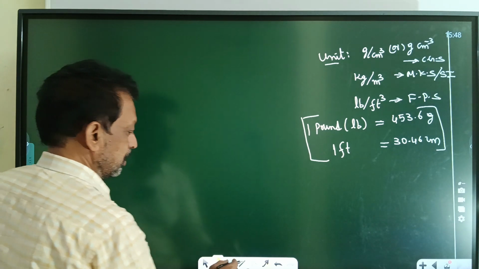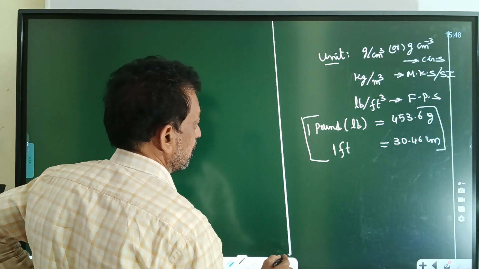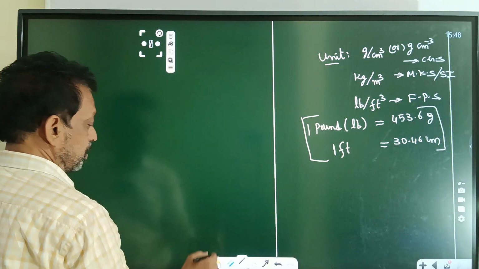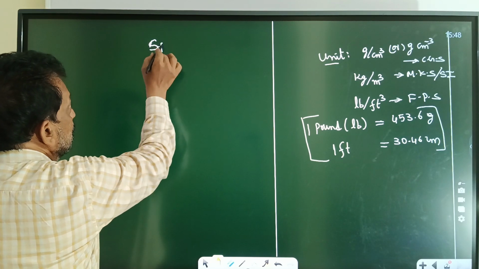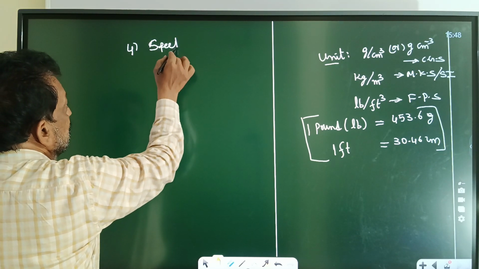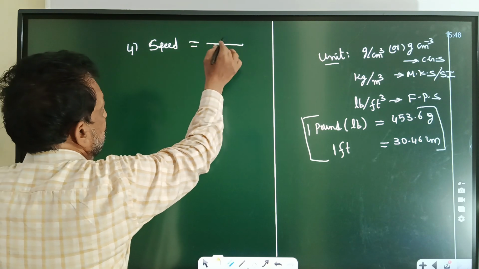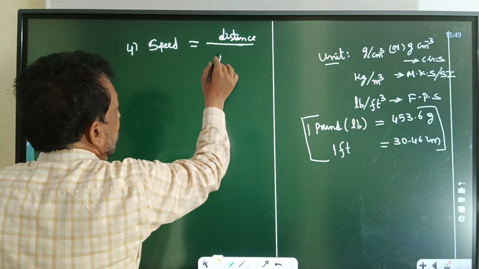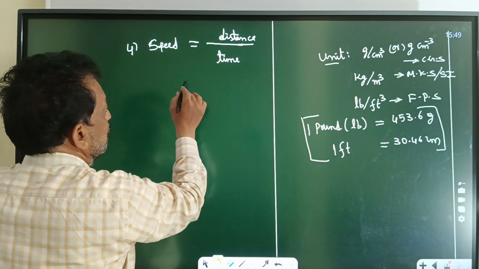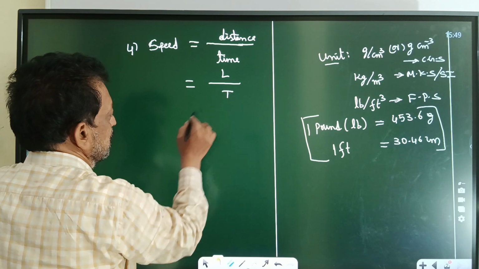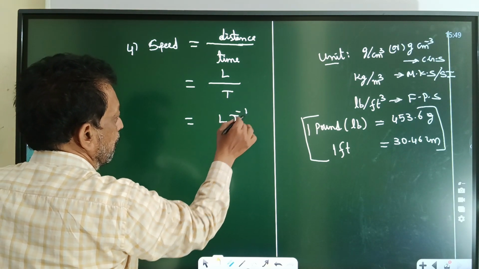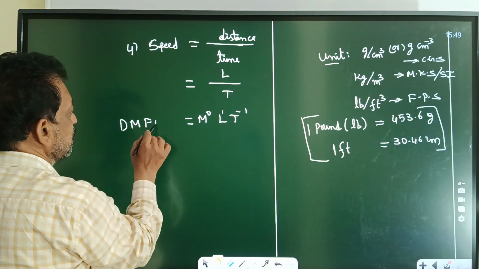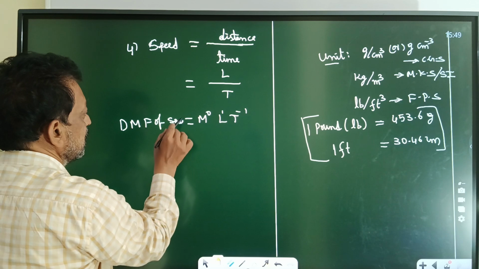Next, write speed. So speed is equal to distance by time. Distance is L, time is T. Therefore L T to the power of minus 1. Unit mass is zero. So we get the DMF of speed.